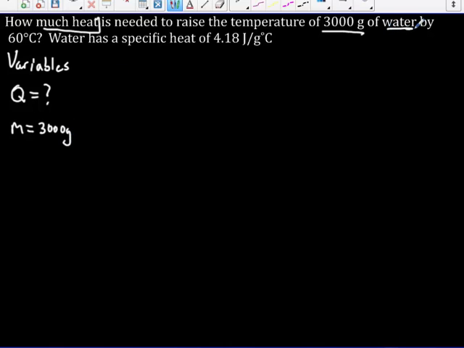They're telling me here what the substance is, and down here they tell me it has a specific heat. So when they give you a substance, they're also telling you a specific heat, because you can look those up in a table. By 60 degrees Celsius. Raise the temperature by 60 degrees. Delta T, we don't know a starting and an ending temperature, but we do know that the temperature is going to change by 60 degrees Celsius. And then finally, it tells us right here the specific heat of water, C equals 4.18 joules per gram degree Celsius. Units always have to match. Grams match grams, degrees Celsius match degrees Celsius.